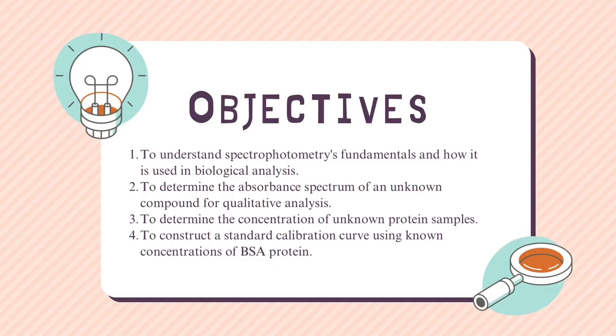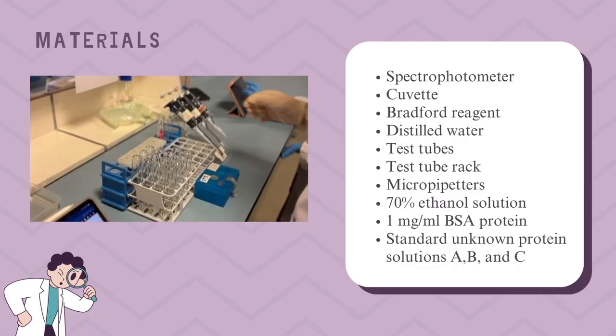The objectives of this experiment are to understand spectrophotometry fundamentals and how it's used in biological analysis, to determine the absorbance spectrum of an unknown compound for qualitative analysis, to determine the concentration of unknown protein samples, and to construct a standard calibration curve using known concentrations of BSA protein. The materials are spectrophotometer, cuvette, Bradford reagent, distilled water, test tubes, test tube rack, micropipetters, 70% ethanol solution, 1 mg per ml BSA protein, and standard unknown protein solutions of A, B, and C.